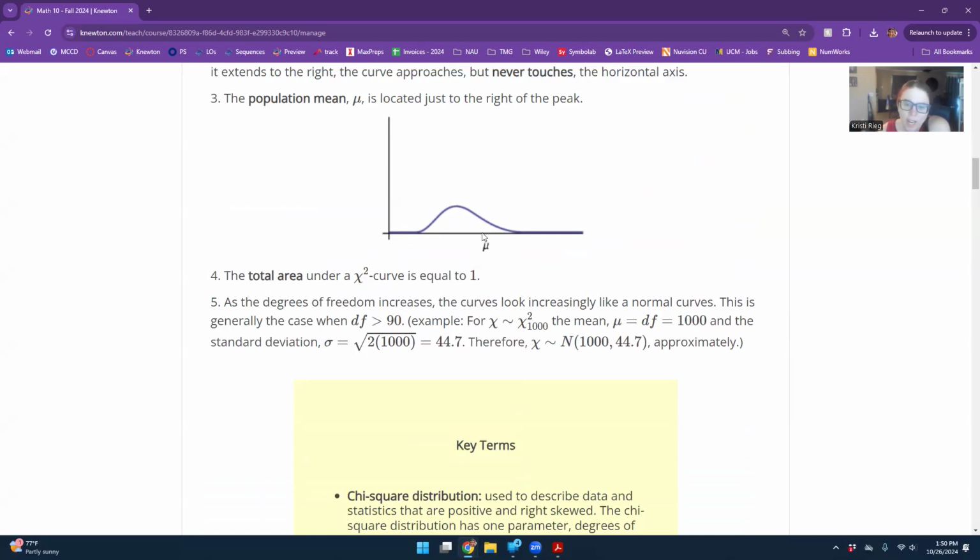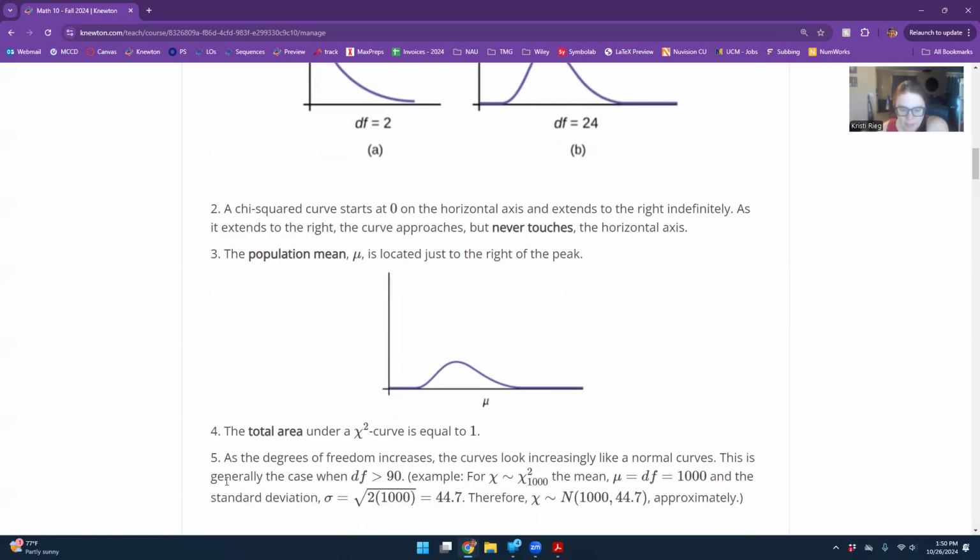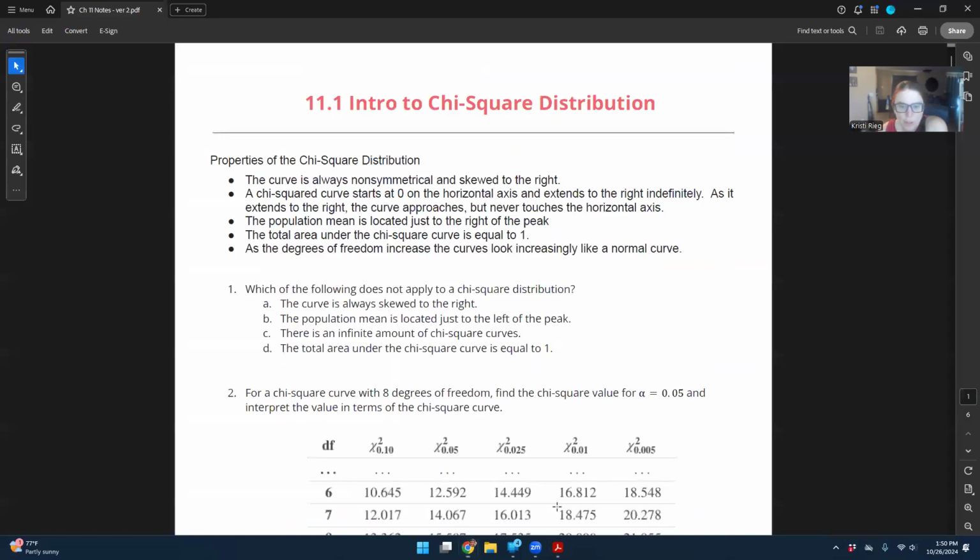The total area under the curve is equal to 1. Even this guy over here, the total area under this curve is 1. The total area under this curve is 1, which means a couple things. 1, we can do a lot of things that are like the normal distribution, those kinds of ideas. And number 2, it's very similar to probability because of the equaling 1 thing, just like we had before, ever since chapter 6. Okay, and last but not least, as the degrees of freedom increases, the curve looks increasingly like a normal curve.